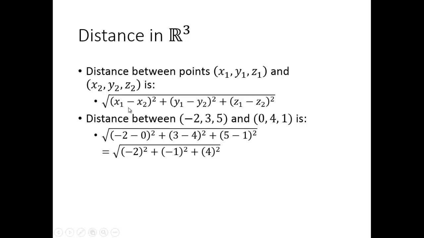So you may see this as x2 minus x1 squared. It's the same thing. In any case, we continue with this computation. You'll get -2 squared is 4, -1 squared is 1, 4 squared is 16, and that gives us square root of 21, which is some irrational.